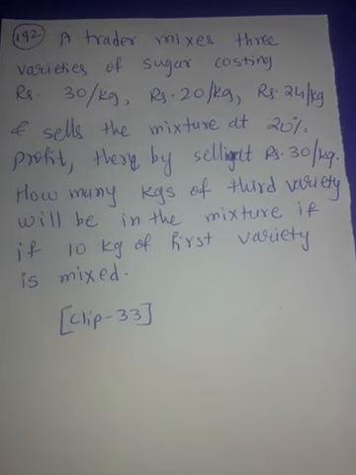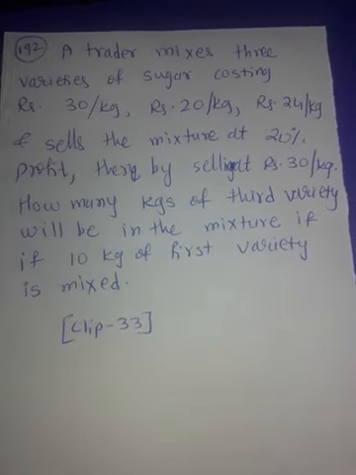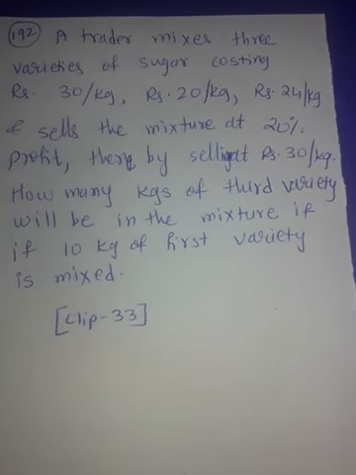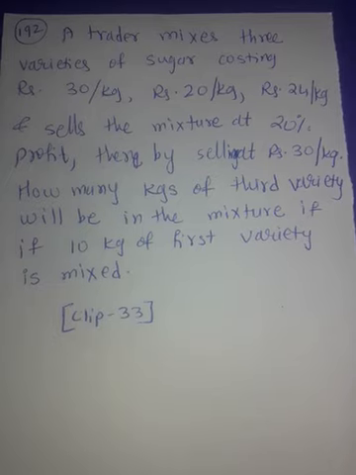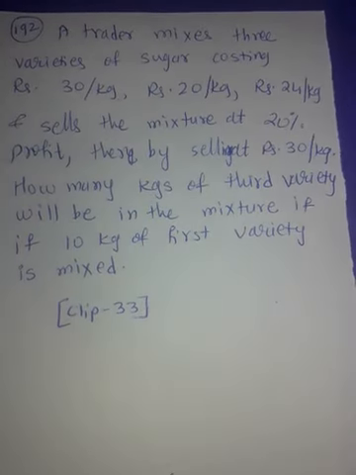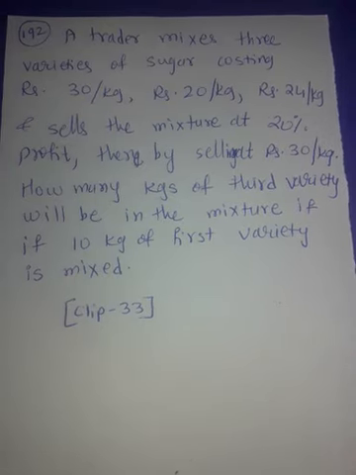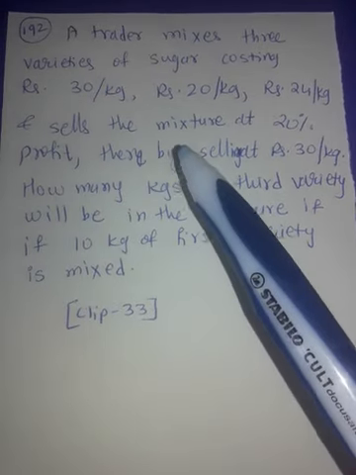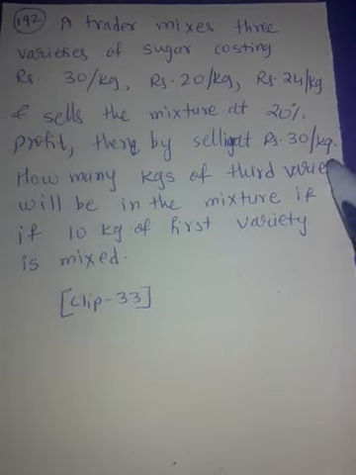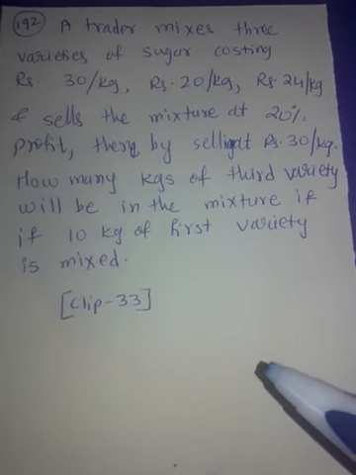So definitely we can use alligation rule, taking 2 at a time. Now which 2 we need to take at a time? For that we must know the mean price. These 3 prices are given to us, but now let's see if we know the mean price. They are saying he sells the mixture at 30 per kg. Is this the mean price?